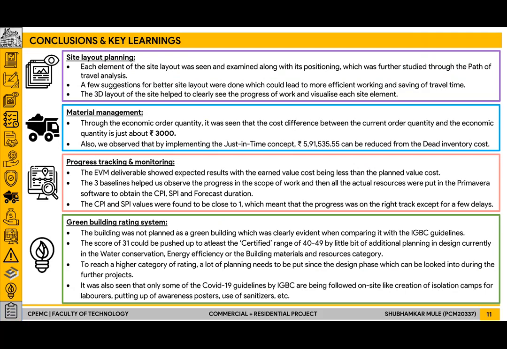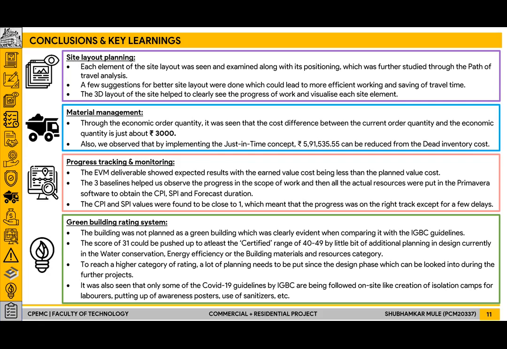Under site layout planning, each element of the site layout was seen, observed, and examined along with its location positioning, which was further studied through the path of travel analysis done in Revit. A few suggestions for a better site layout were proposed, which could lead to more efficient working and saving of travel time. The 3D layout developed in Revit of the site helped clearly track the progress of work and also visualize each element very precisely.